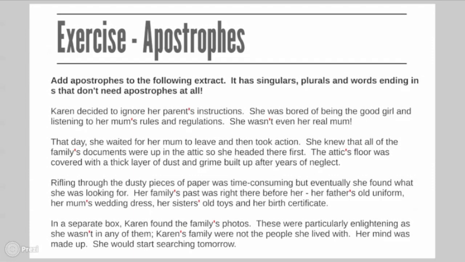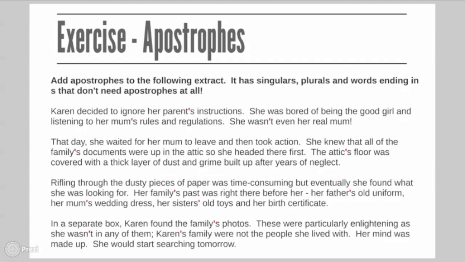Okay, in the next sentence, we've got she was bored of being the good girl and listening to her mum's rules and regulations. So again, the rules and regulations belong to her mum, and therefore the apostrophe comes between the M and the S. Then in this sentence here, we've got she wasn't even her real mum. So in this case, we're using the apostrophe of omission, and we're missing out the letter O in not. We're squidging those two words together, was and not, and therefore we need to use an apostrophe to show that the O is missed out.